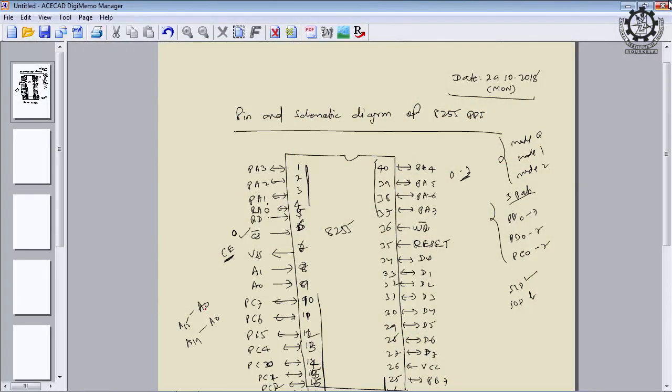So even though A0 is 1, while coming from 8085 or microprocessor, it will be made low before input to the 8255. Now 8255 is selected. That is the simplest way of interfacing 8255 with 8085. What do you mean by interfacing? That connection of address, data and control should be proper or should be compatible between 8255 and 8085. Then only the interfacing is possible.